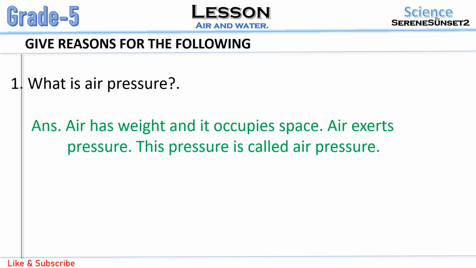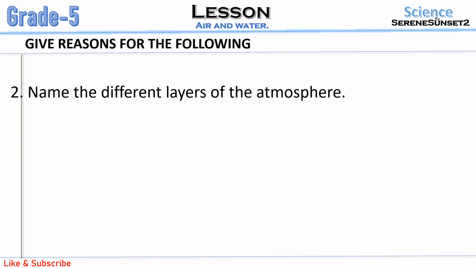Air exerts pressure. This pressure is called air pressure. What is air pressure? Air occupies space and has mass. Air exerts pressure, so this pressure is called air pressure. Let's have a look at the next question.